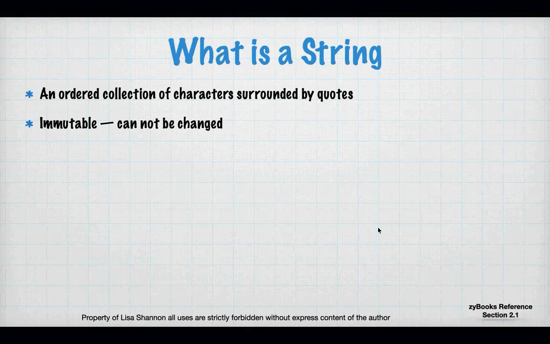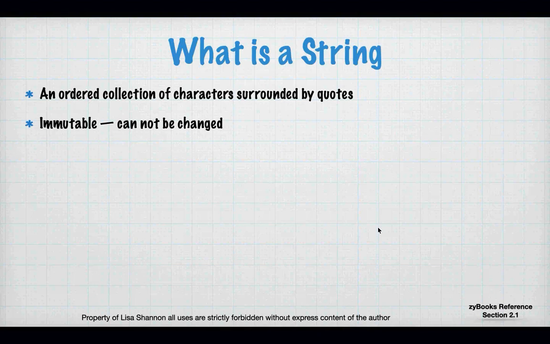So, what is a string? Very simply, it's just an ordered collection of characters surrounded by quotes. That's all a string is. You can pretty much have anything you want in a string. And it's very simple, but it's also very powerful. One of the things you have to remember about a string is that it is immutable. And what immutable means is you can't change it. You just can't. Once you create a string, the string is like that forever.